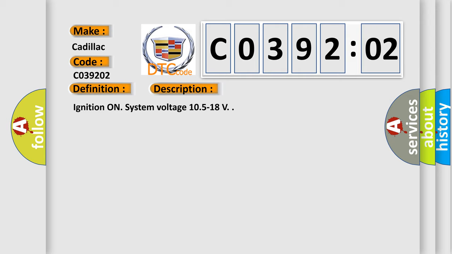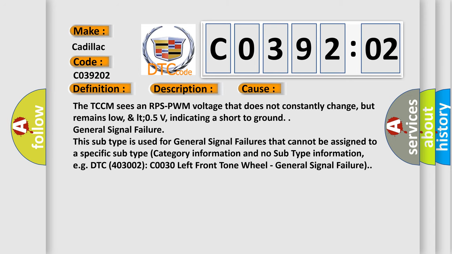Ignition on. System voltage 10.5 to 18V. This diagnostic error occurs most often in these cases. The TCCM sees an RPS-PWM voltage that does not constantly change, but remains low, less than 0.5 volts, indicating a short to ground. General signal failure.